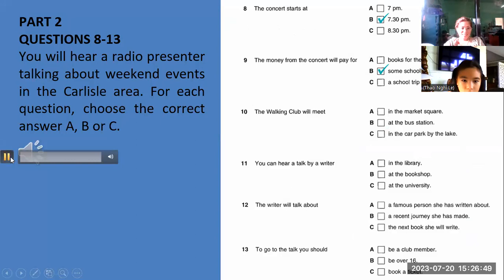Okay? Now yes. Turn to part two. Questions 8 to 13. You will hear a radio presenter talking about weekend events in the Carlisle area. For each question, put a tick in the correct box. You now have 45 seconds to look at the questions for part two.